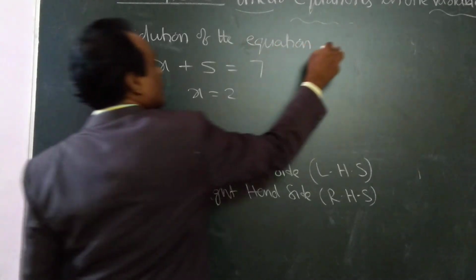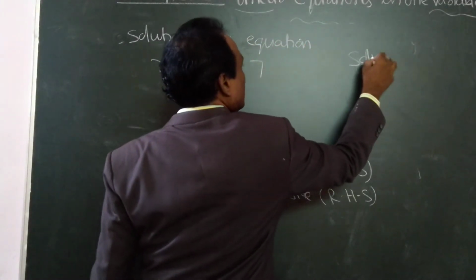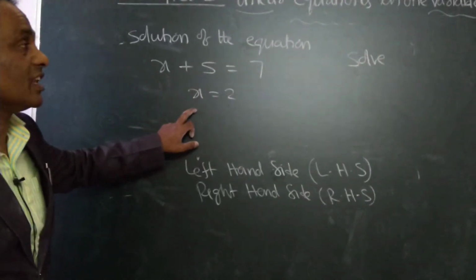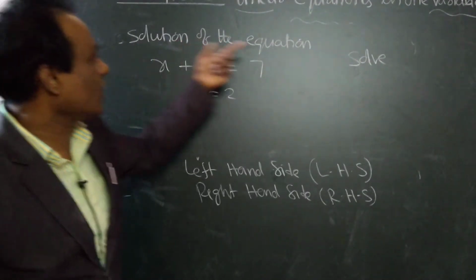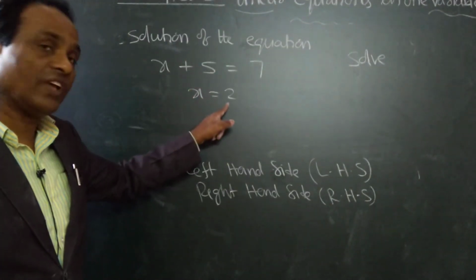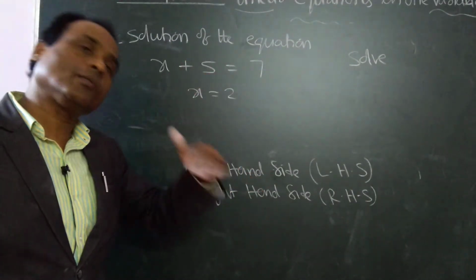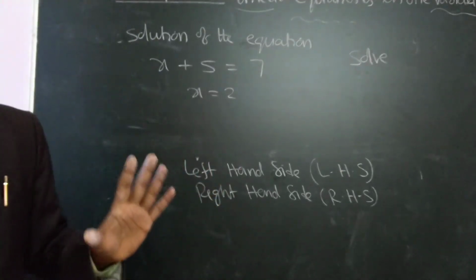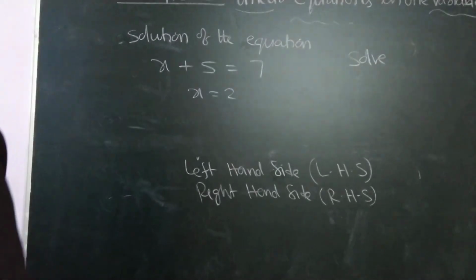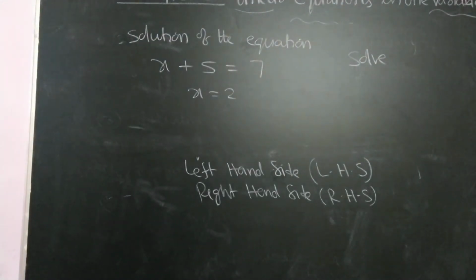Whenever the word solve is given, solve means we have to find the x value. We have to find the value of the variable. Solution, or in short form we call it solve. Solve means we have to find the value of the variable. How to find the value of the variable I will explain. So solution of the equation means finding the value of that variable. Write down that point. Next.